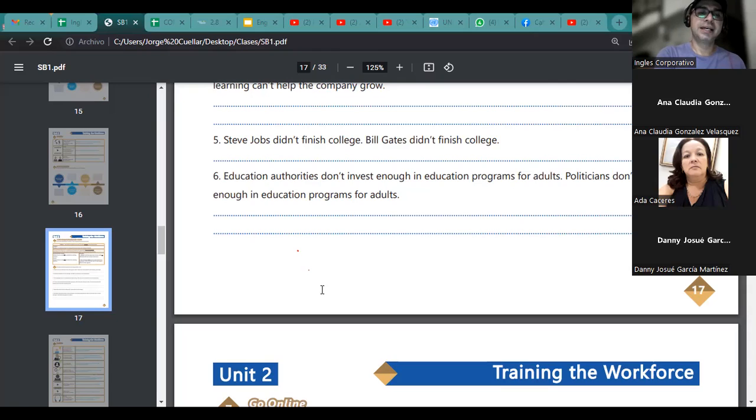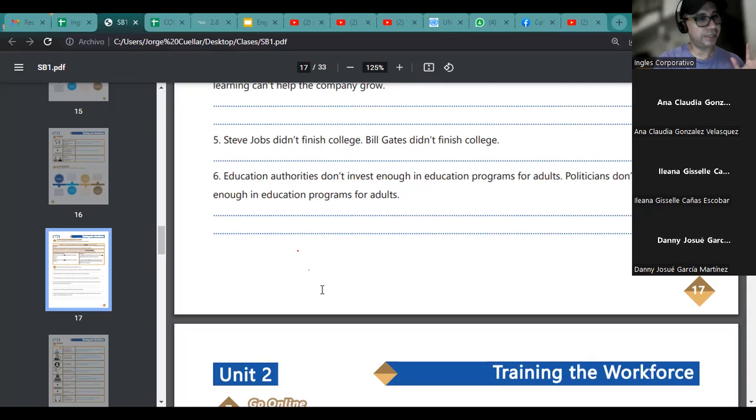Perfect. And then number 6, anybody wants to share that one? It could be neither education authorities nor politicians... The auxiliary is not necessary there. No, only invest. Okay, only invest. Neither education authorities nor politicians invest enough in education programs for adults. Very good. Perfect. That is it.